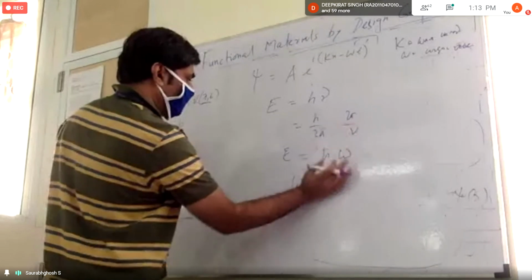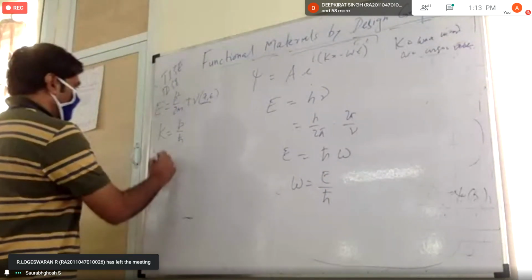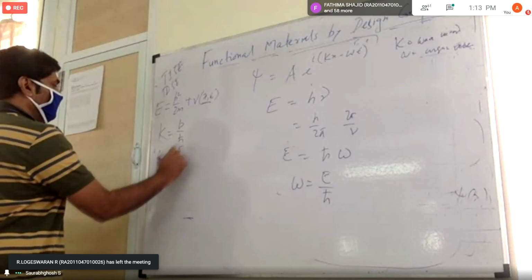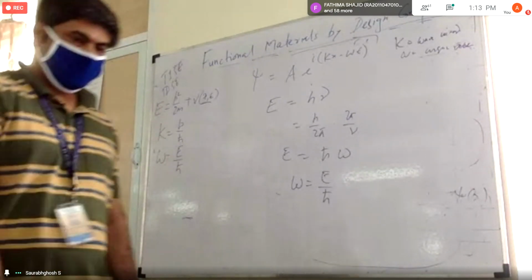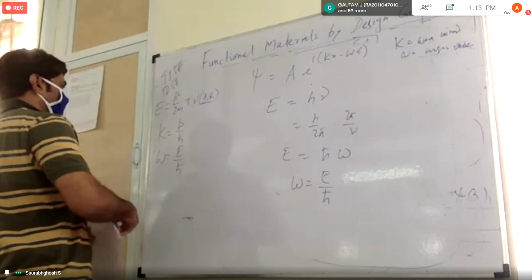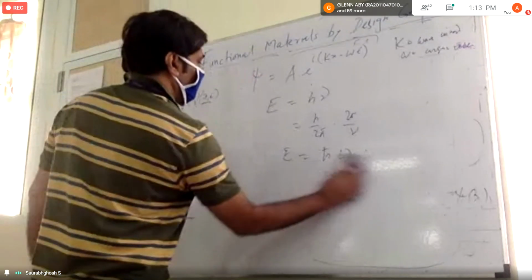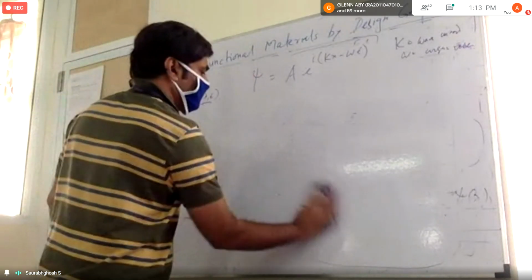No, omega is equal to E by h cut. Sorry. Okay, omega equals E by h cut. So you put this here. If you put these values, this k and this omega, here is what remains.